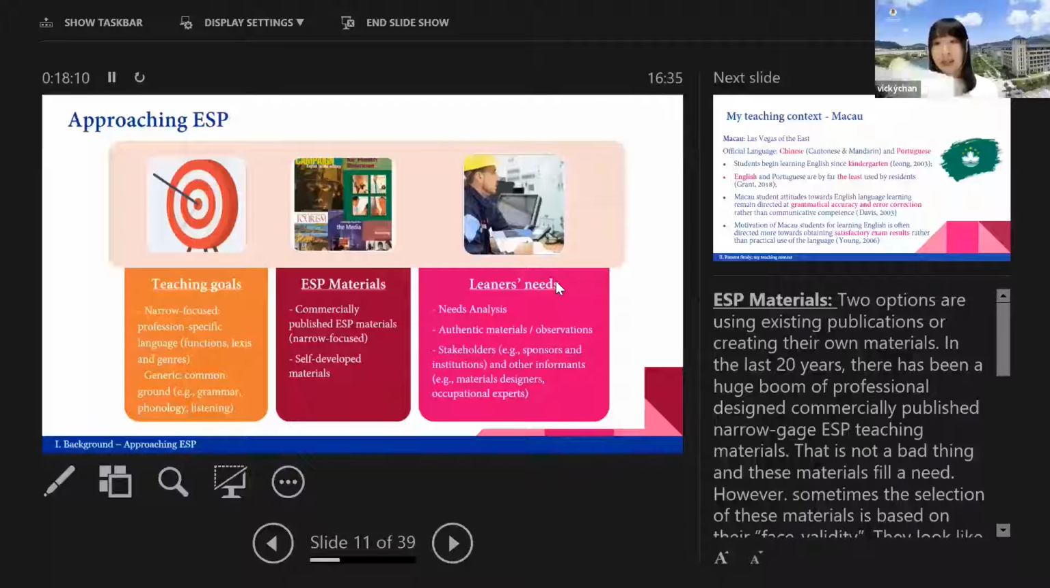and they are by nature very narrow focused, and they also believe that that is the way to go. And in the last 20 years, there are just so many of these kinds of textbooks out in the market. However, sometimes when we select these materials, we have to be cautioned because they might look a bit face valid. They might look like what the sponsors or perhaps the learners think the course should be, but we have to see whether the materials inside really suit the needs of the student.